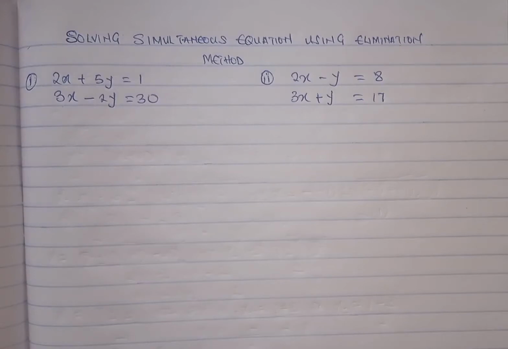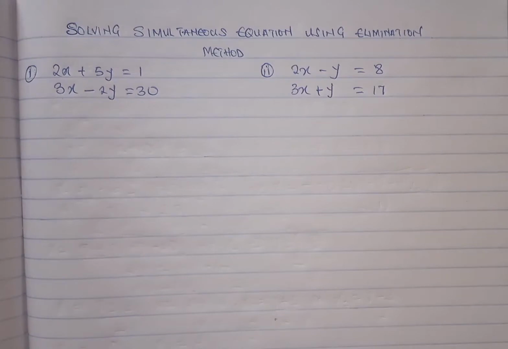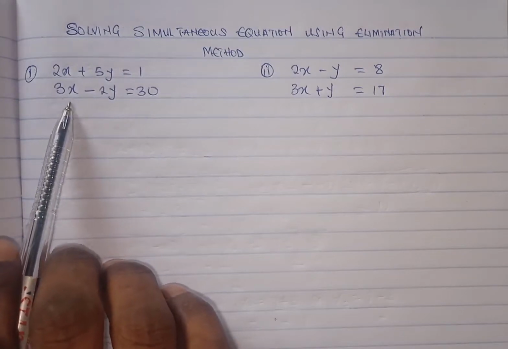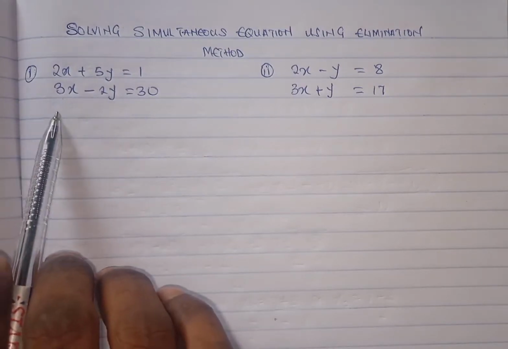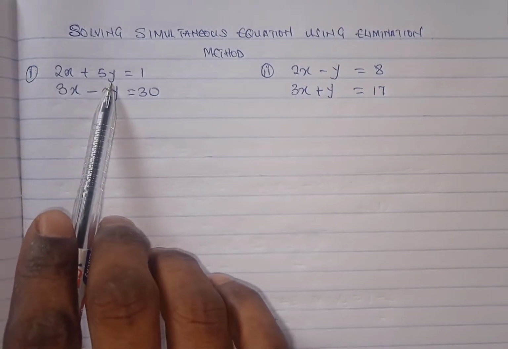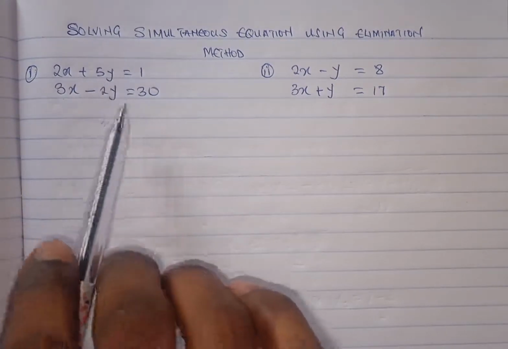Today we are going to be looking at how to solve simultaneous equations using the elimination method. So you know what simultaneous equation means. As you can see, if you are given a question like this, you have x and y and you have to look for x and you have to also look for y. So how do you solve this kind of question?